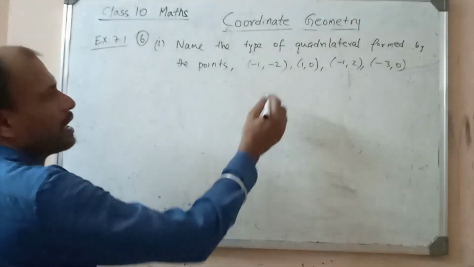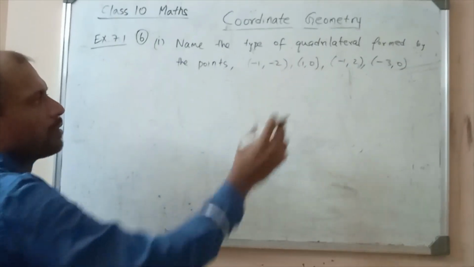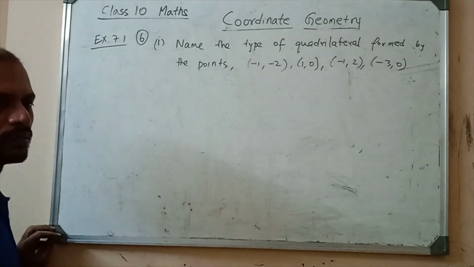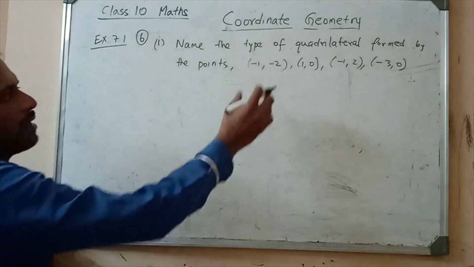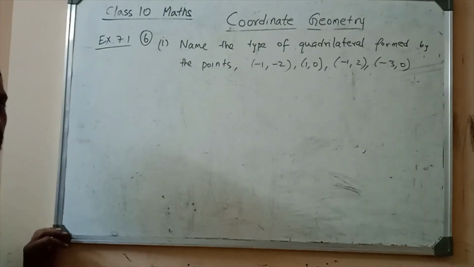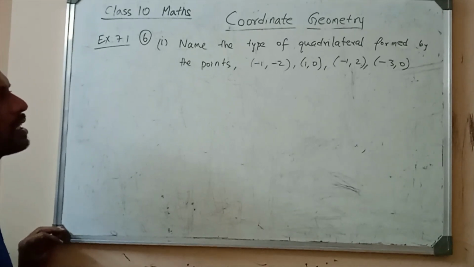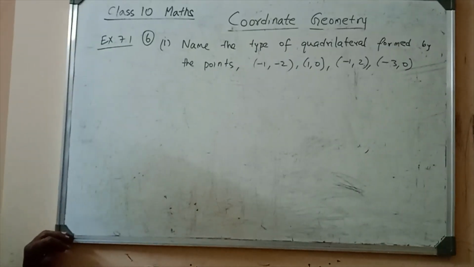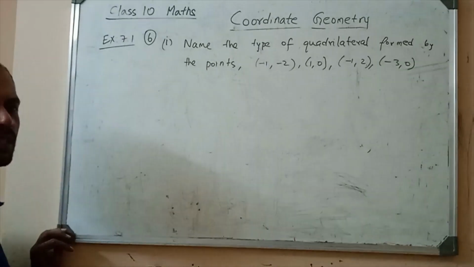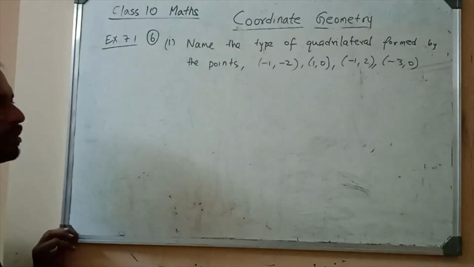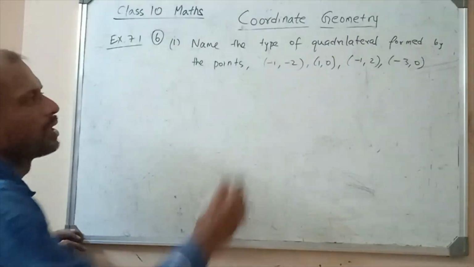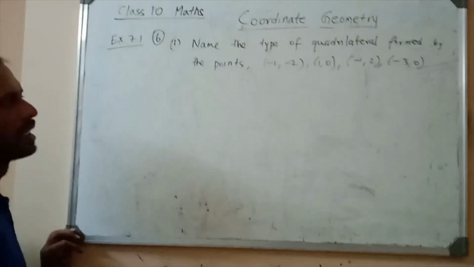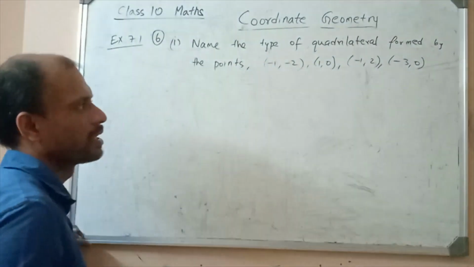Name the type of quadrilateral formed by the points, 4 points given. Quadrilateral means we know it is a polygon with 4 vertices. That's why they gave 4 points, the coordinates of the 4 points. I have to check the type of quadrilateral. In the types of quadrilateral we have so many: square, rectangle, rhombus, parallelogram, like that. So I have to identify the type of quadrilateral based on the sides, the length of the sides. The length of the sides we can find using the distance formula.